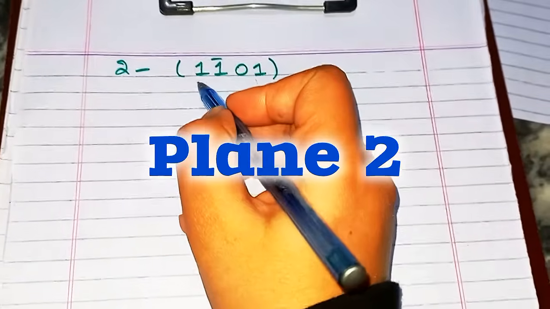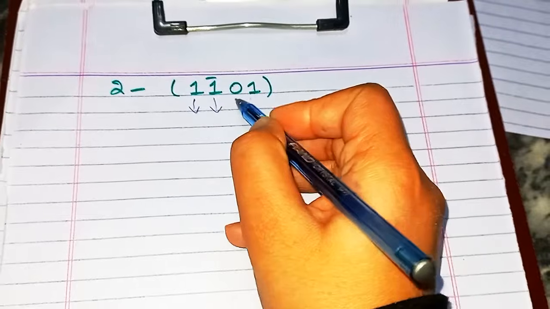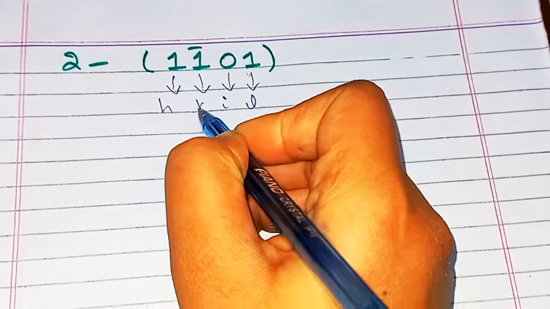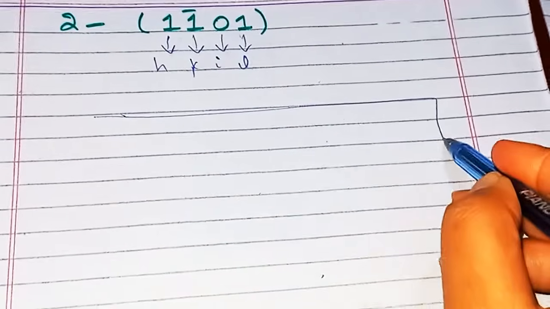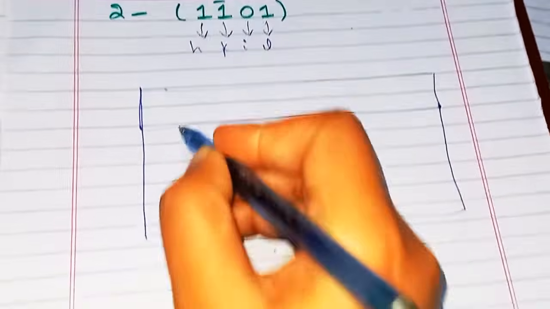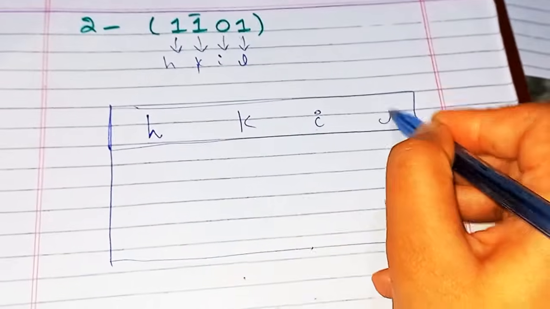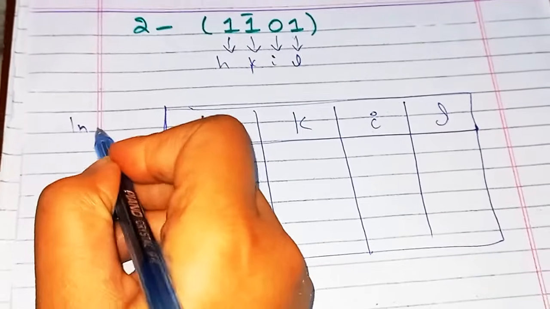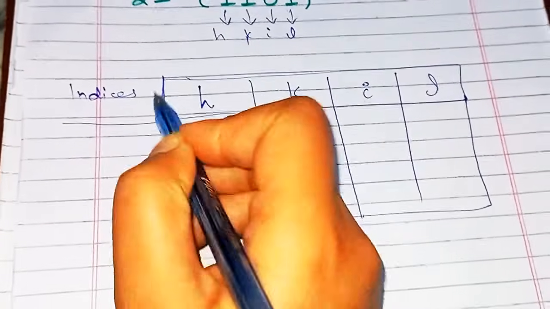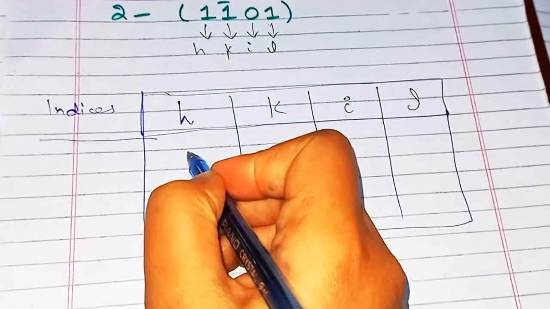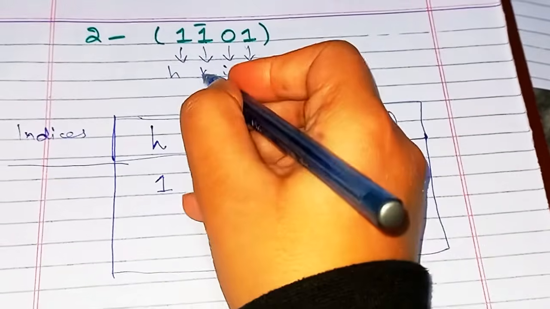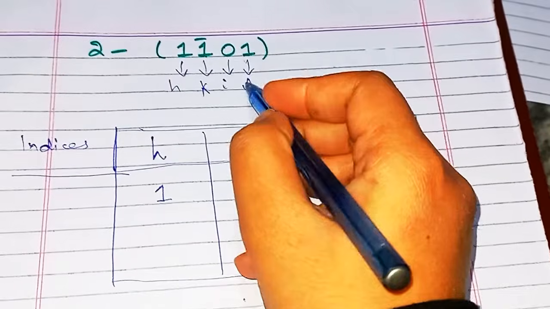Here is the next one. We can see this is the H index, K index, I index, and L index. Let's form the table now. We'll find out the intercepts. This is H, K, I, and L. These are indices; you'll write them in the sidebar. H is 1, K is -1 (bar means it's negative), I is 0, L is 1.